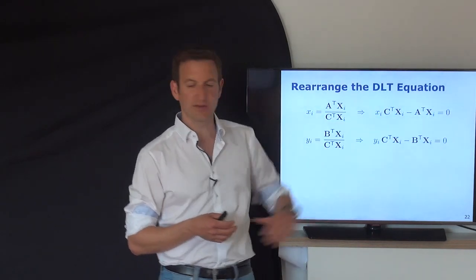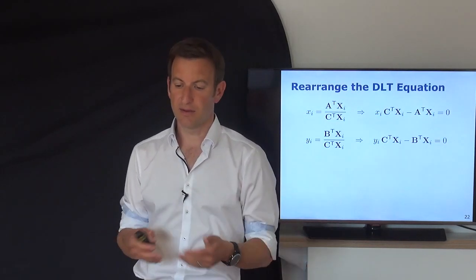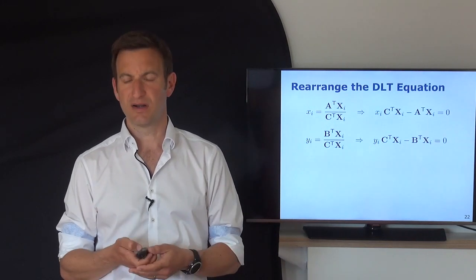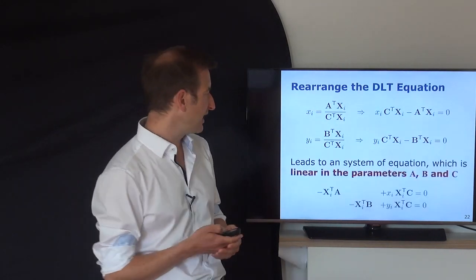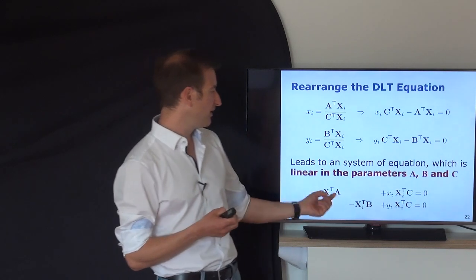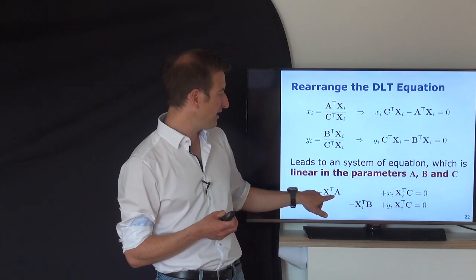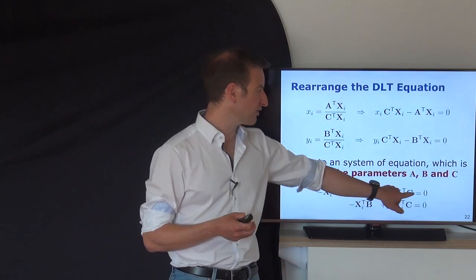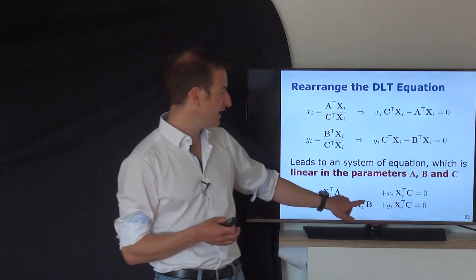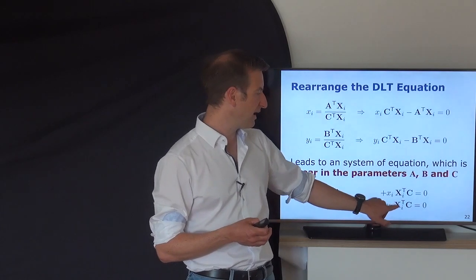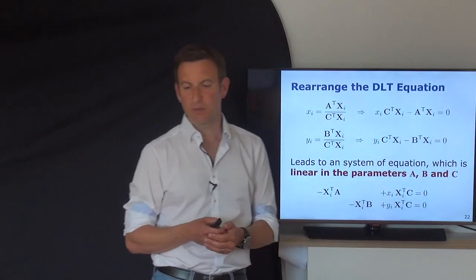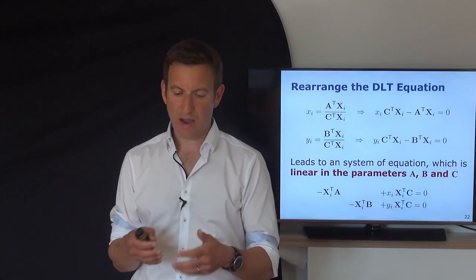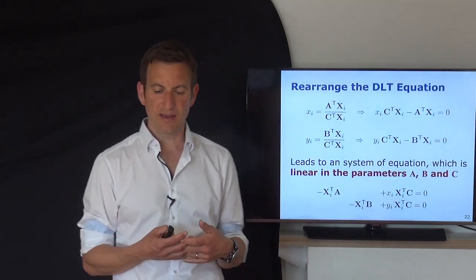And putting those things together, we actually get a system of linear equations. So that we can rewrite this in a form that here we have minus x transpose A plus x transpose C equals zero, and here minus x transpose B plus y times x transpose C equals zero. Why are we doing this? Why are we writing this in this way?